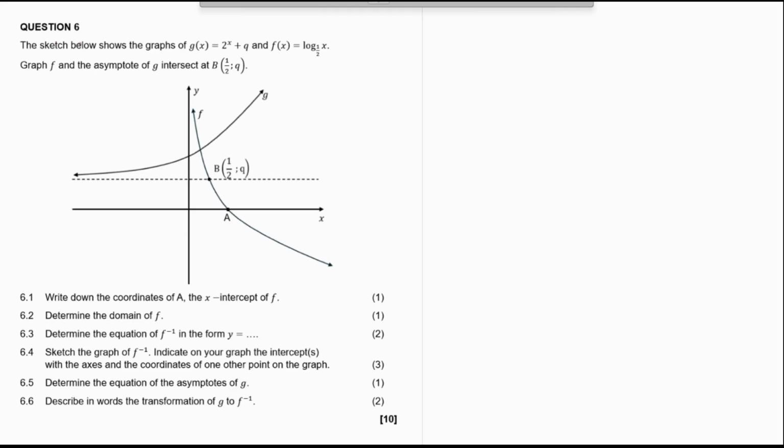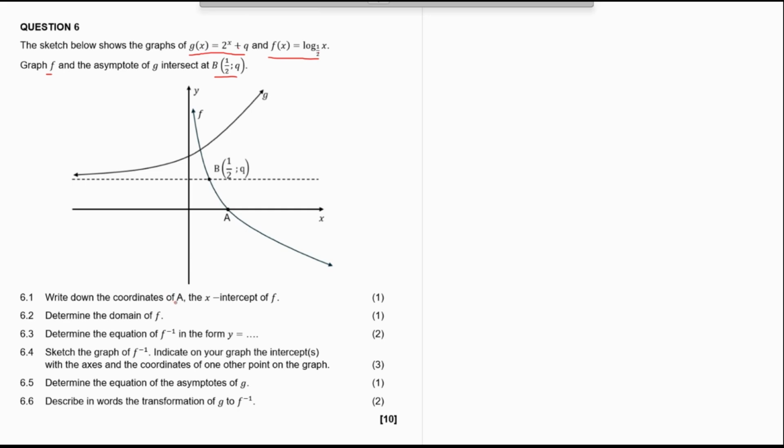Welcome back. Let's do question 6. The sketch below shows the graphs of g of x is equal to 2 to the power x plus q and f of x is equal to log of x to base half. The graph of f and the asymptote of g intersect at B. We can see the graph here.